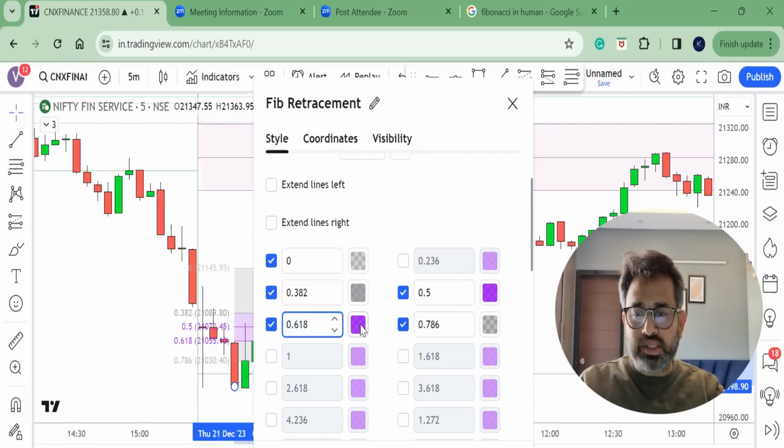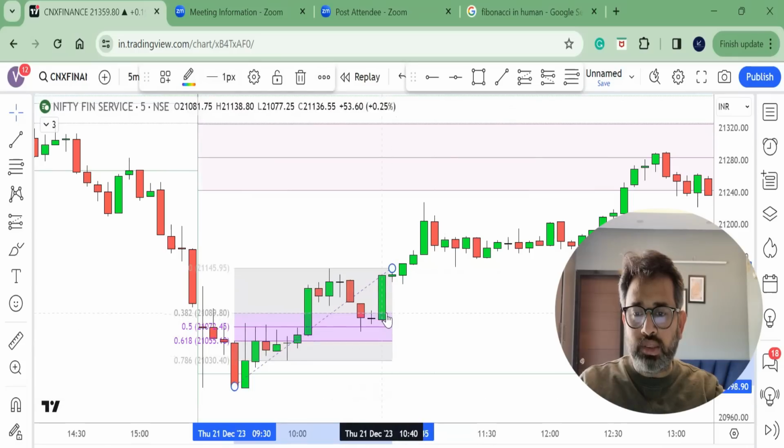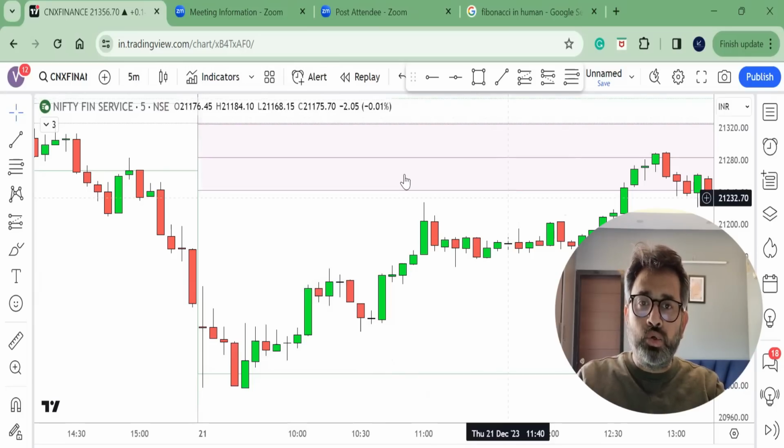So I made some settings like purple color for the important ones. That's why you can see that I have only 3 lines. The first line is 0.382, the second line is 0.5, the third line is 0.618. Because I made them a different color, purple, it helps me know which is the most important level on the Fibonacci where I wait for the price to pause. Okay, now we have learned how to do settings on Fibonacci. Now let us discuss how to identify swings, especially for people who are very new.